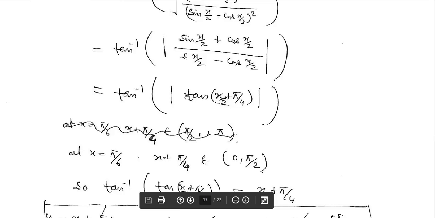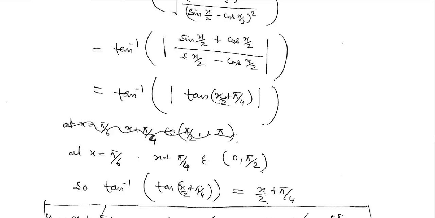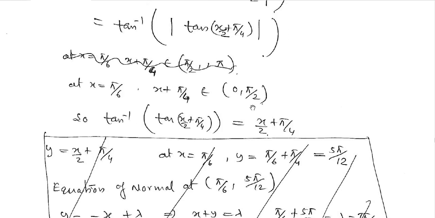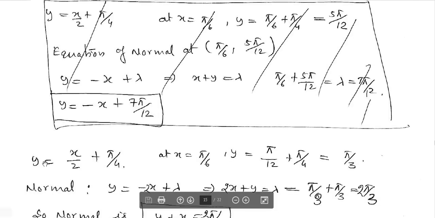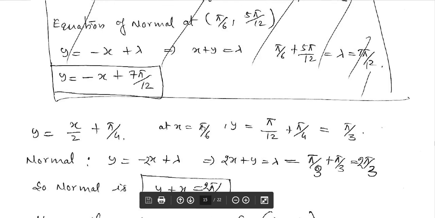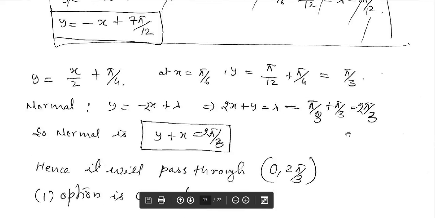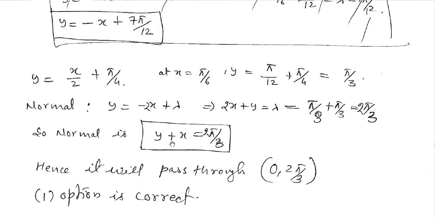So in this case this is positive, so we remove this mod sign, and hence tan inverse tan theta equals theta if theta is in between minus pi by 2 to pi by 2. So this can be written as, hence the function is y equal to x by 2 plus pi by 4. We need to find the normal, so this has slope 2, the normal has slope minus 2 plus lambda. Since this will pass through the point pi by 6 comma pi by 3, if we apply that, then we will get lambda equal to 2 pi by 3, hence the equation of the normal.